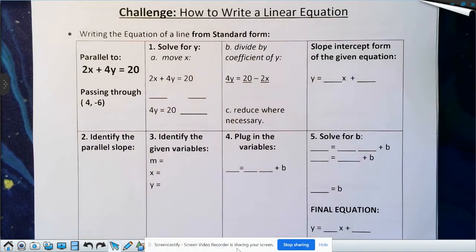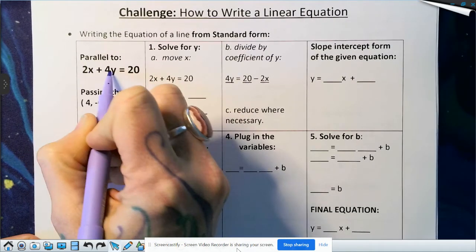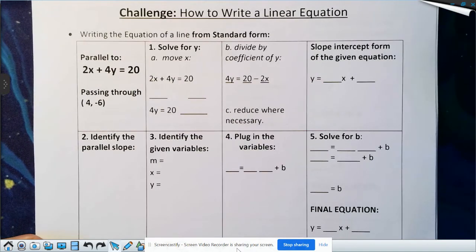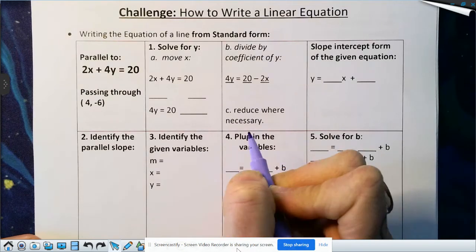So more writing equations, shooting with parallel and perpendicular, because again, pretty sure you're going to see this on your EOC. But instead of being given the equation in slope-intercept form, which is your y equals mx plus b, we are given these in standard form, which means it is placed with the x and the y on one side. So you have some options, but we're going to practice the most skills.